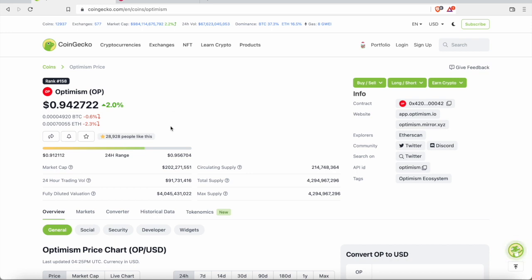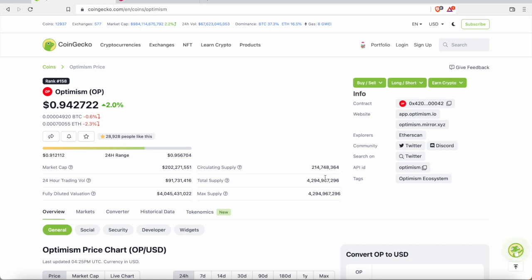You might look at this and say, wow, okay, it's 202 million now, a competitor Polygon is nearly 10 billion. There's so much room for this to grow. Not so fast. Look at the fully diluted valuation before you come to any conclusions about what something's worth. The reason the market cap is so low is because the circulating supply is so low. The circulating supply right now is about 215 million coins out of 4.3 billion coins to come on the market.